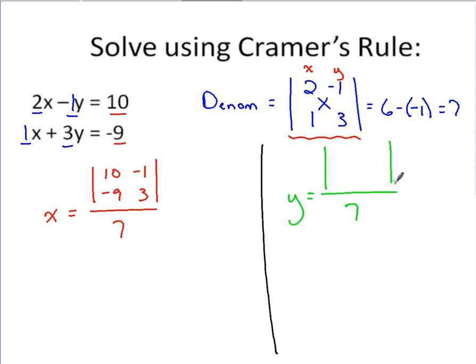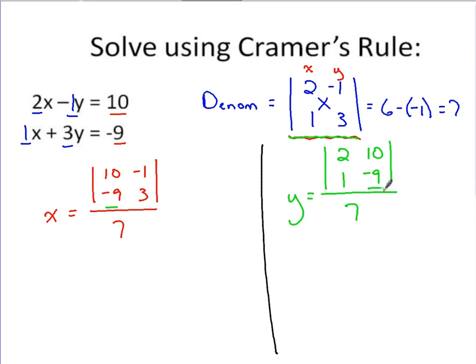Going back, using this denominator determinant again for guidance, I'm going to keep the first column as 2 and 1 because that was connected to the x's, so that stays the same. But since the second column came from taking the coefficients on the y, I'm going to replace that column with those constant values of 10 and -9. So you can see how the constants are being applied over here. They're just taking the place of the column that represents that variable you're solving for.